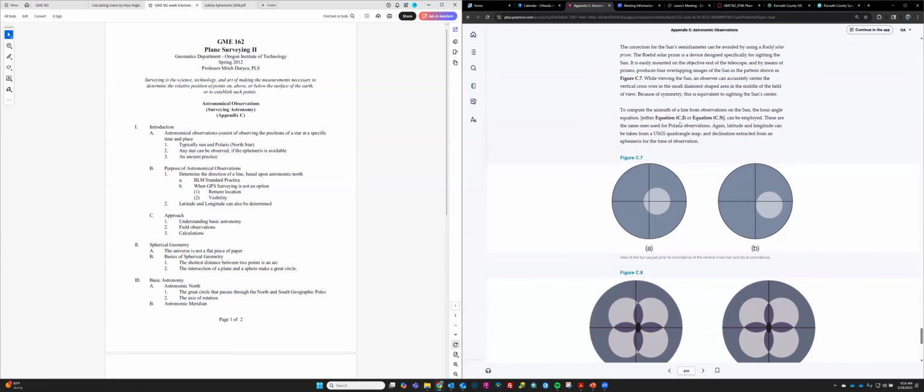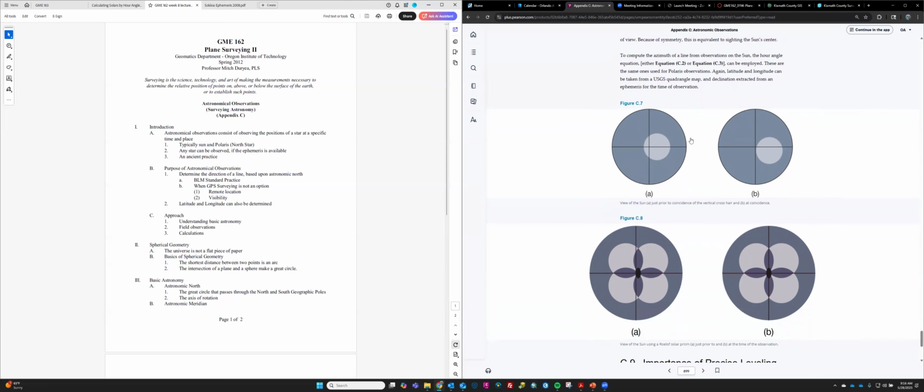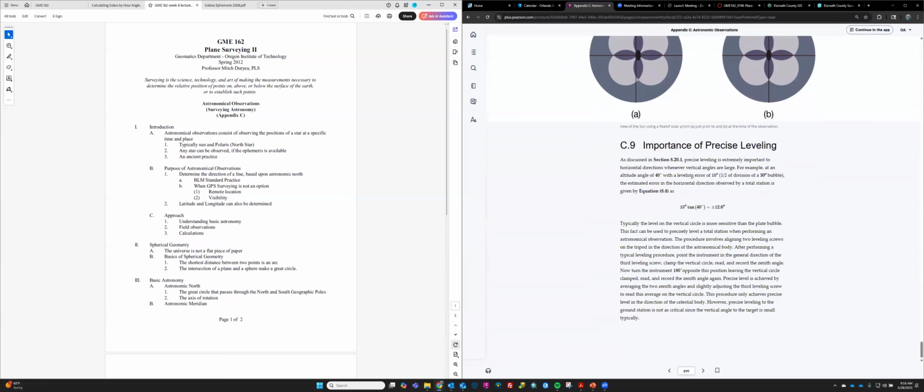To compute the azimuth of a line from an observation of the sun, the hour angle equations C.2 and C.3 can be employed, the same ones used for polar observations. Again, latitude and longitude can be taken from the USGS quadrangle map and declination extracted from the ephemeris for the time of observation.